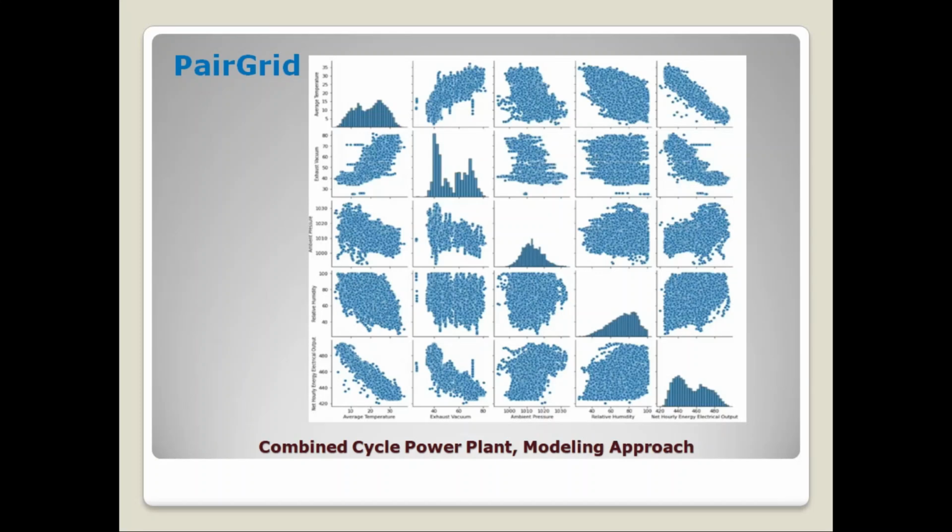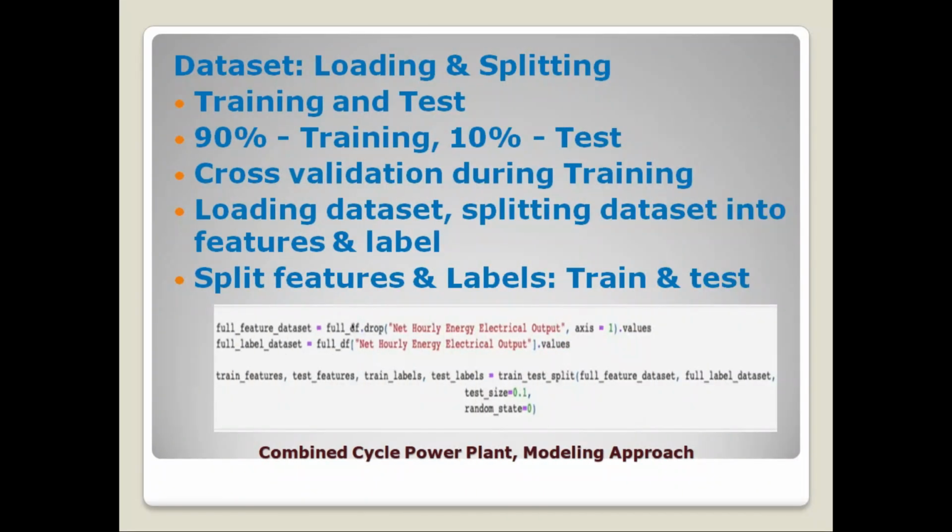Here is a pair grid of all the variables with each other, and we do not see too many outliers as discussed. Now, the next step is to split our data set. As our data set is small, we will use 90% of our data for training and 10% for testing.